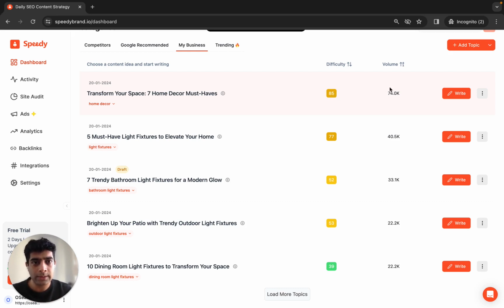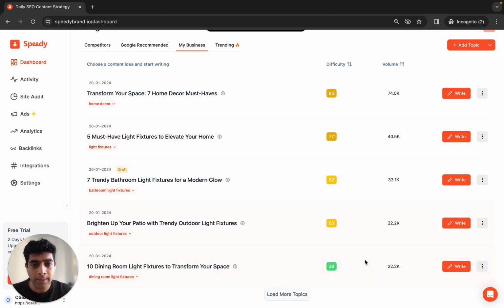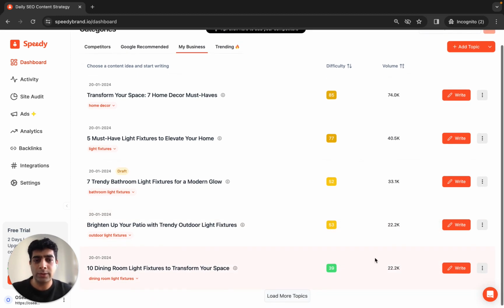So here, the ultimate motive is to find out keywords which are fairly easy and have a decent volume. So you can just scroll down up to the point that you reach a keyword difficulty that you're comfortable writing on, and then you can pick one with juicy volume and just pick that topic.